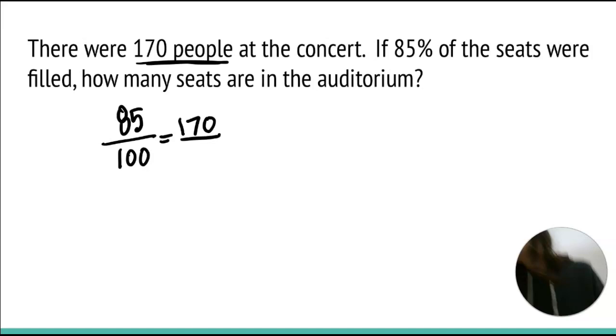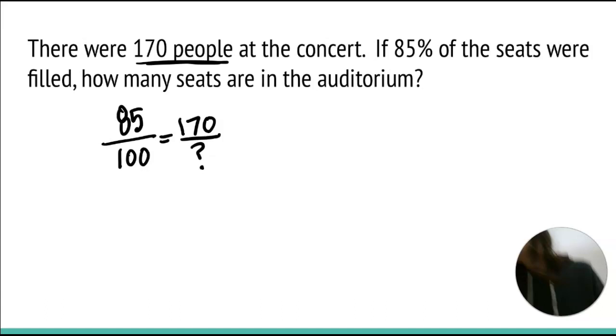It's asking us how many seats are in the auditorium. So I can't do it the decimal way. It's not going to work to change 85% to a decimal times by 170. We'll get a bogus answer. We'll get something less than 170, and that's not true. There's more than 170 seats in the auditorium. So what we can do is either the double number line or we can do it the ratio way. So I'm going to see if we can do it the ratio way.